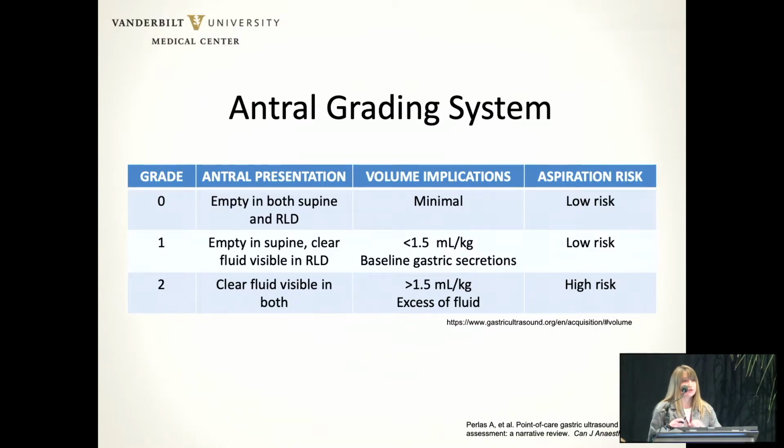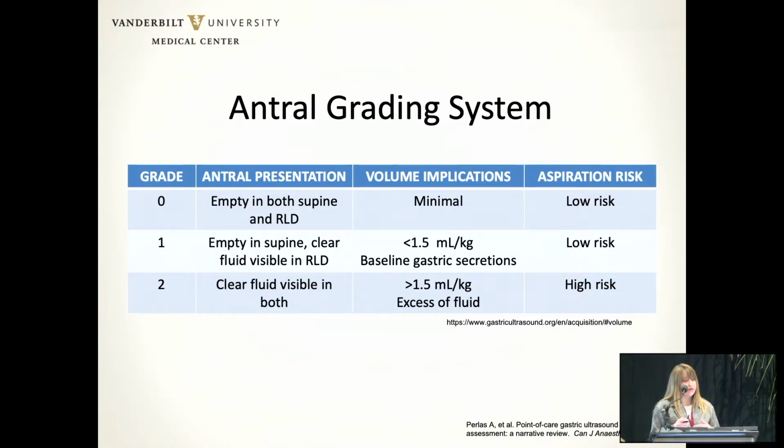You're going to image the antrum in the supine and then the right lateral decubitus position. If both appear empty in those positions, then there's a minimal amount of fluid, and this person is a grade 0, low risk for aspiration. If you see fluid only in the right lateral decubitus, and when they're supine you don't really see fluid, this is a grade 1. This is compatible with a fluid volume of less than 100 mLs, and therefore compatible with a fasted state. So that person is also low risk of aspiration.